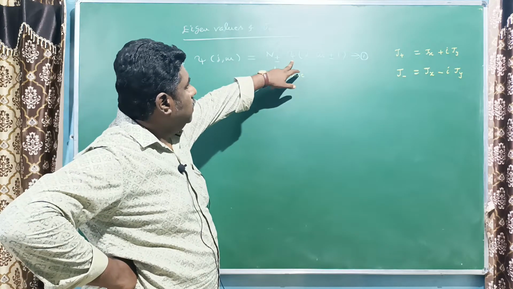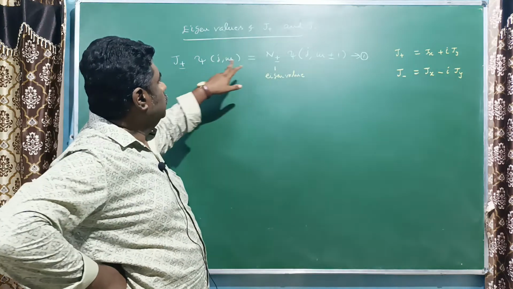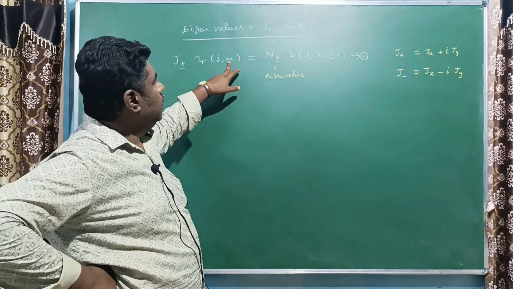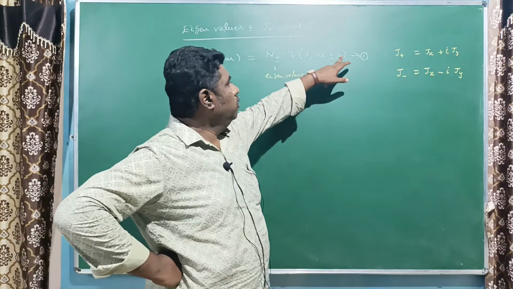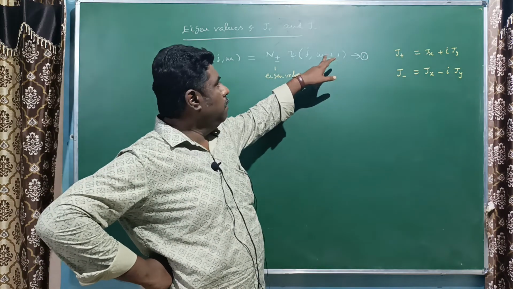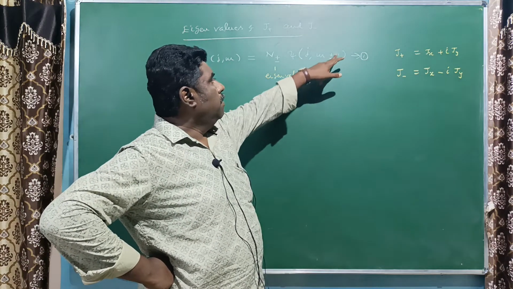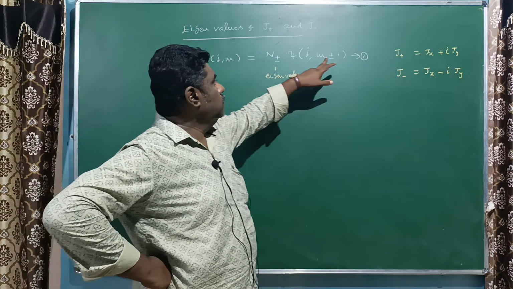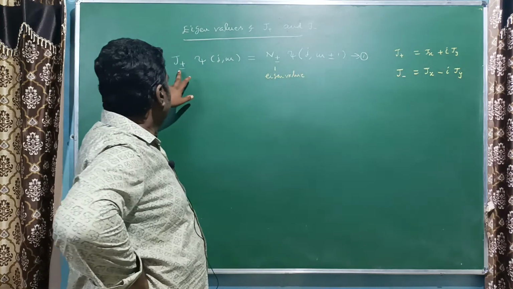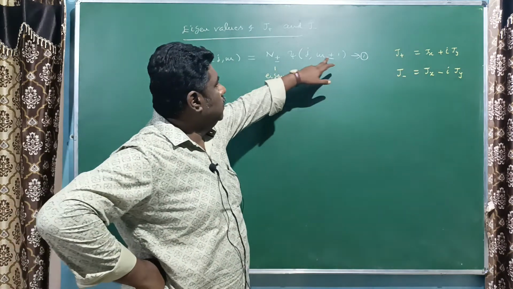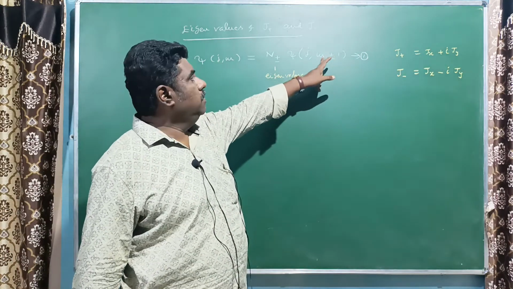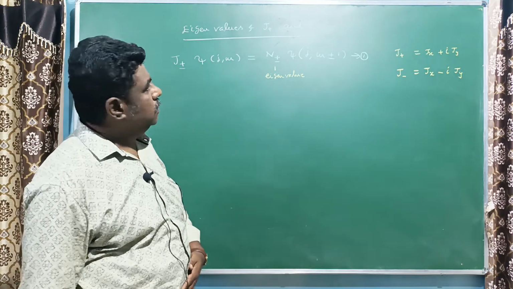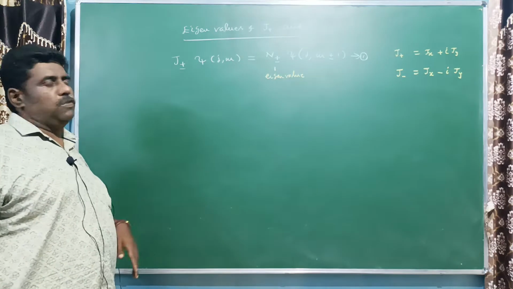The wave function psi is represented as such, but the magnetic quantum number m value is increased by 1 unit or decreased by 1 unit, m plus 1 and m minus 1. If you use J plus, the value of m is increased to m plus 1. If you use J minus, the value of m is decreased by 1 unit, that is m minus 1. N plus is the eigenvalue of J plus, N minus is the eigenvalue of J minus.